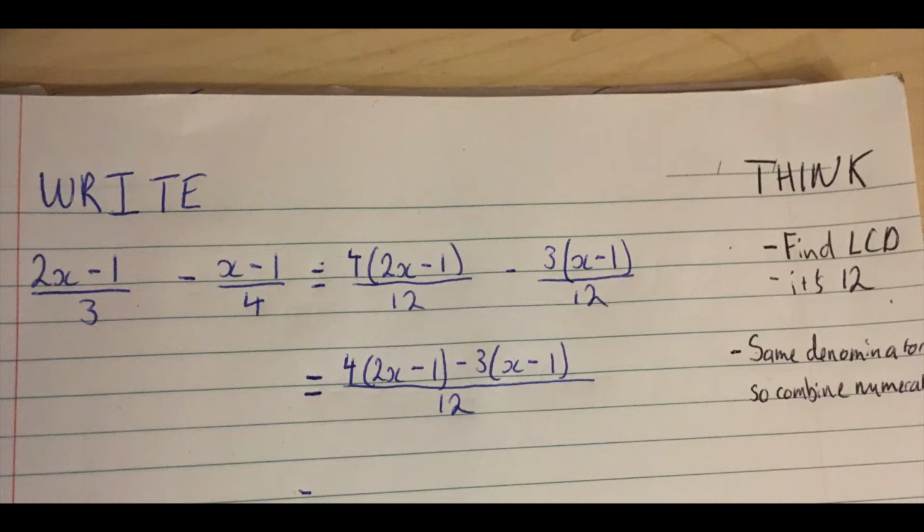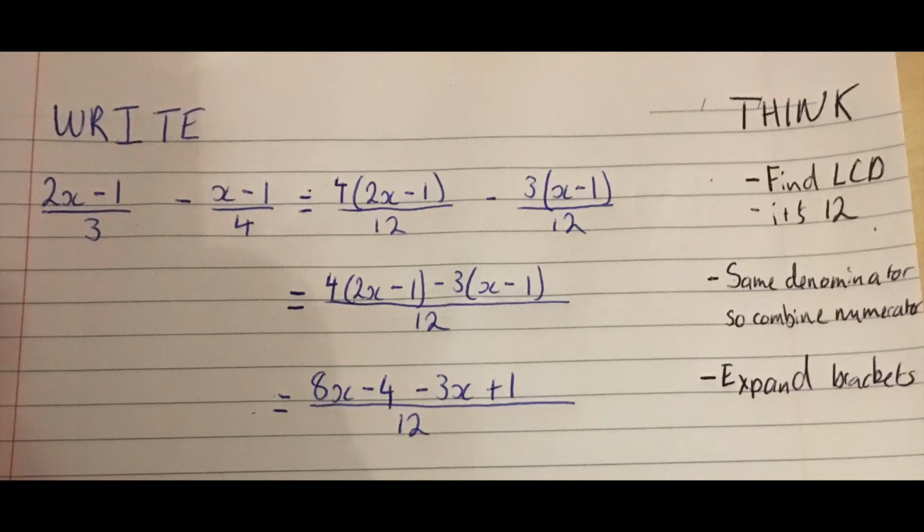So on this next line, I've just combined both the numerators of the two fractions. Now our next step is expanding the brackets. Nothing fancy here, I've just multiplied the 4 through the first bracket there. Then in the second pair of brackets, just take note how I've multiplied the negative 3 through.